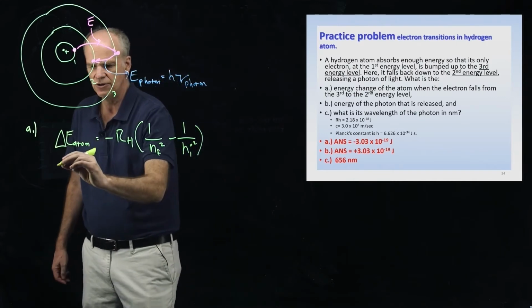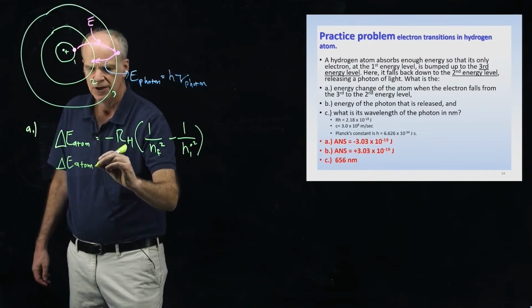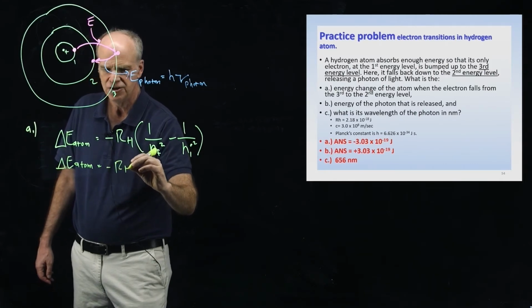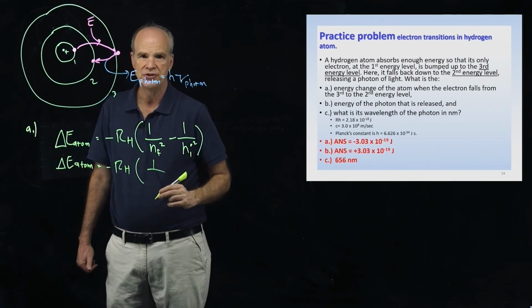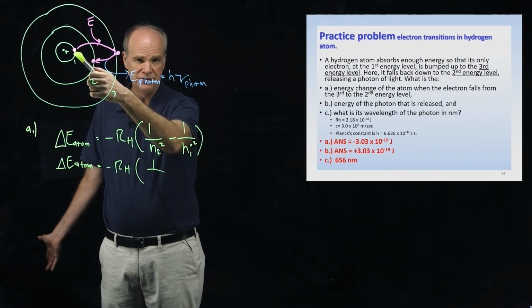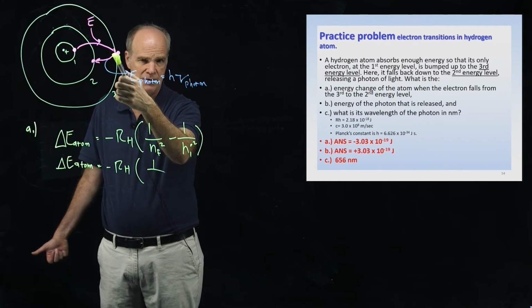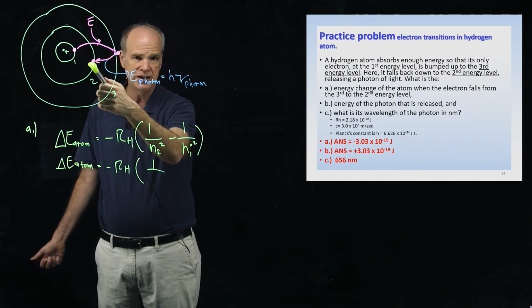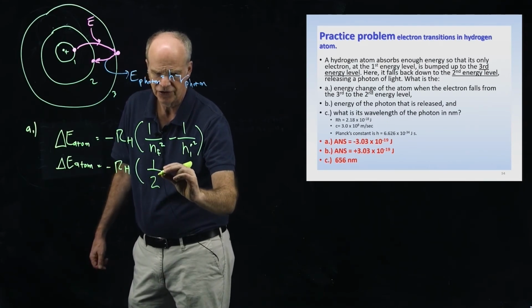And so what we can go ahead and do is figure that out. So it's delta E of the atom is equal to negative R_H. And so what is the final energy level that this electron is going to? So it originally started out in the first energy level, right? But then it was knocked up to the third energy level. That's really where it's starting from in this problem. And then it's dropping to the second energy level. So that would be the final energy level. So it's going to be 2 as the final energy level, squared.